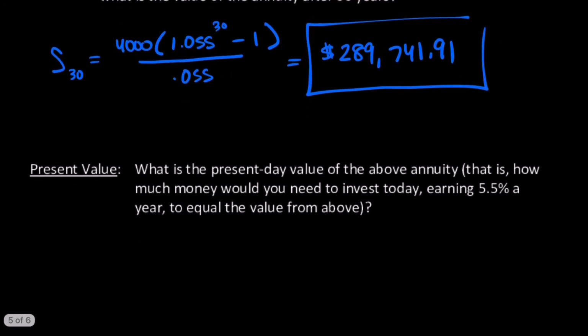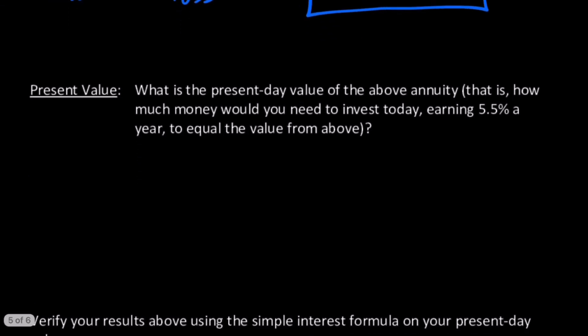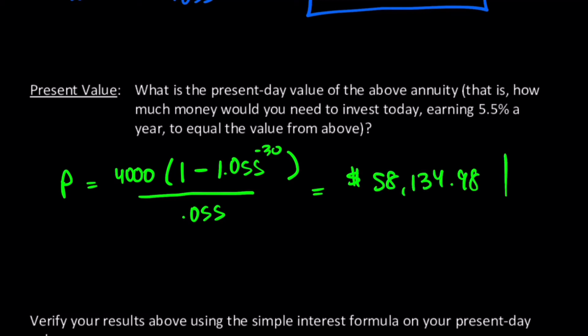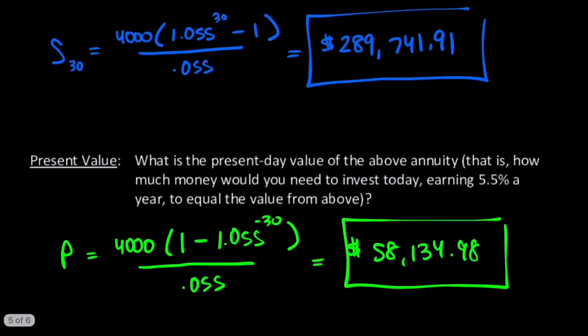Well, what's the present day value of this? So this is kind of what we were doing on the other page. What I want to do now is figure out how much money do I need today to put in the bank in one shot, one time, let it sit there for 30 years. So that's going to be the annual payment, which was $4,000, times 1 minus 1.055 to the negative 30 all over 0.055. So it's a different formula. That gives you $58,134.98.